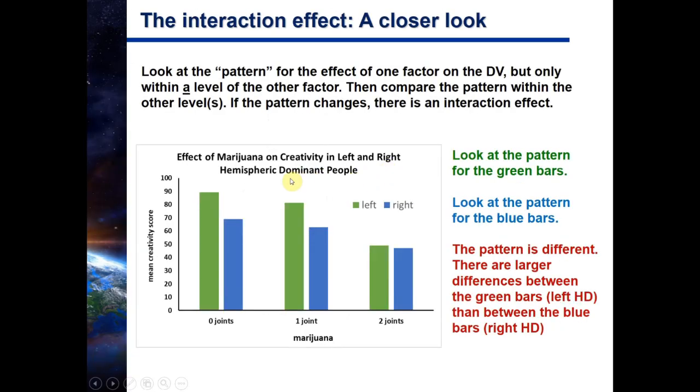Okay, so if we were comparing this one to this one, and then this one to this one, and this one to this one, that means we are comparing left to right. Okay, so we're looking at the effect of hemispheric dominance, but we're doing it separately, right? We're doing it for the 0 joint, the 1 joint, and the 2 joint. So that would be the simple main effect of hemispheric dominance, and then separately or within each level of marijuana.